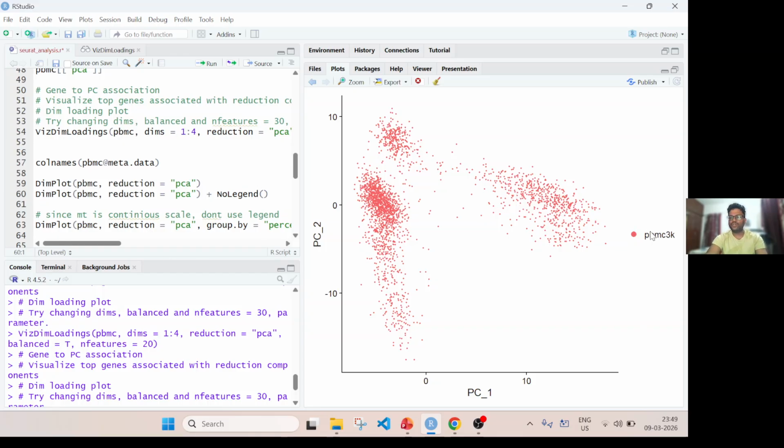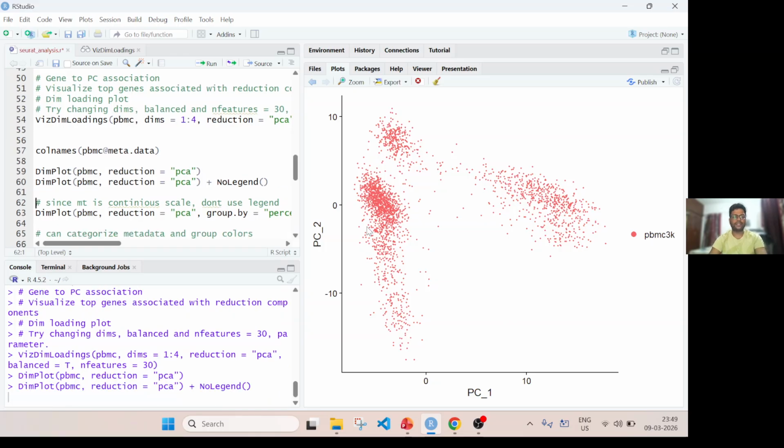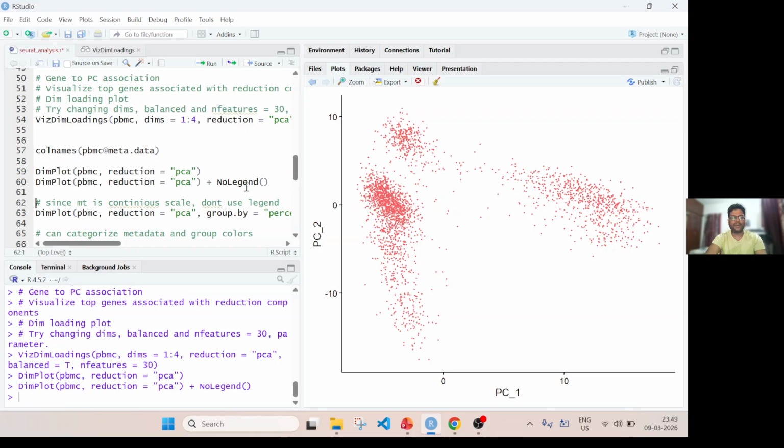And if you don't want to use the legend, you can remove it by adding plus no legend. So this will remove that part. But the legend will be useful, I will tell you how. Now you can see all the cells are the same color, so we cannot know what they are. So we need to add some metadata to differentiate which cell is what.